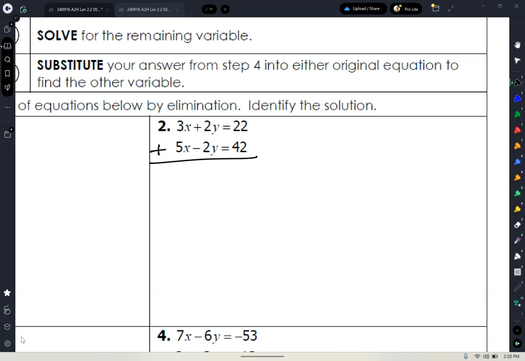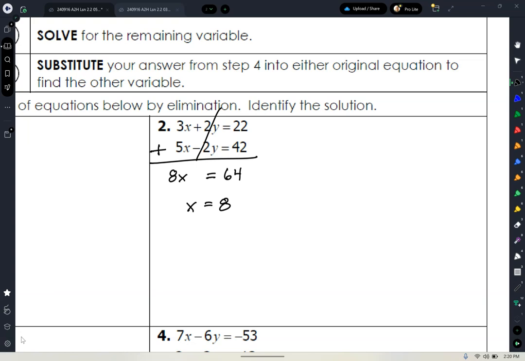And then what we're going to do is take each column and add it straight down. And when we do that, we get 8x and then plus 2y minus 2y, that's going to be 0y, so we'll just cancel those out. So 8x is equal to 64. And now we can solve for x, right? X is equal to what? 8. All right, good.